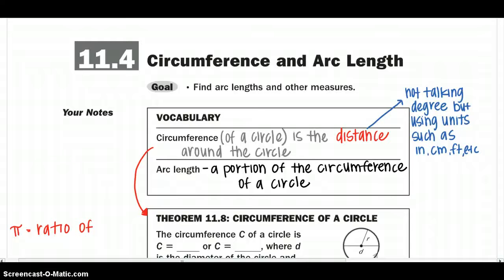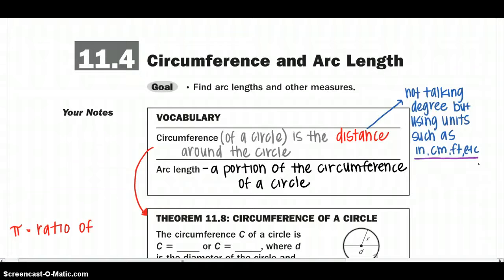Hey there again, y'all. We are on 11.4, so we're going to talk about the circumference and arc length. A little bit different than what we've been talking about with circles, but a lot the same as well. If you remember, the circumference of a circle is the distance around the circle. Before now, we've been talking about the arc length in a degree measure, but now we're going to find the distance. So we're going to use units such as inches, centimeters, feet, millimeters, etc. So that is what we're going to be in now.